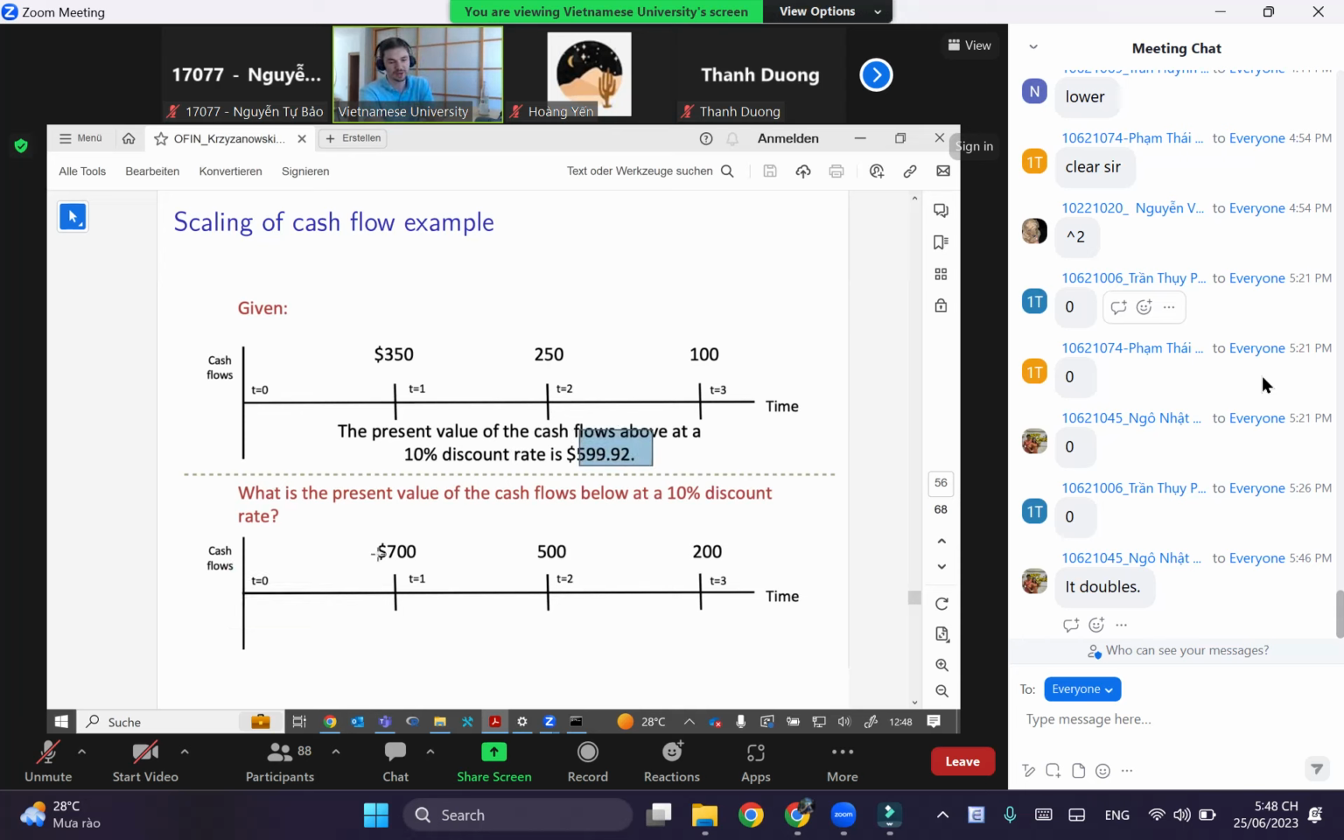Feel free to double check, right? Calculate 700 divided by 1.1 plus 500 divided by 1.1 to the power of 2 plus 200 divided by 1.1 to the power of 3. But that's according to the law of one price. You double the cash flows in each of the states, and the present value will also double.